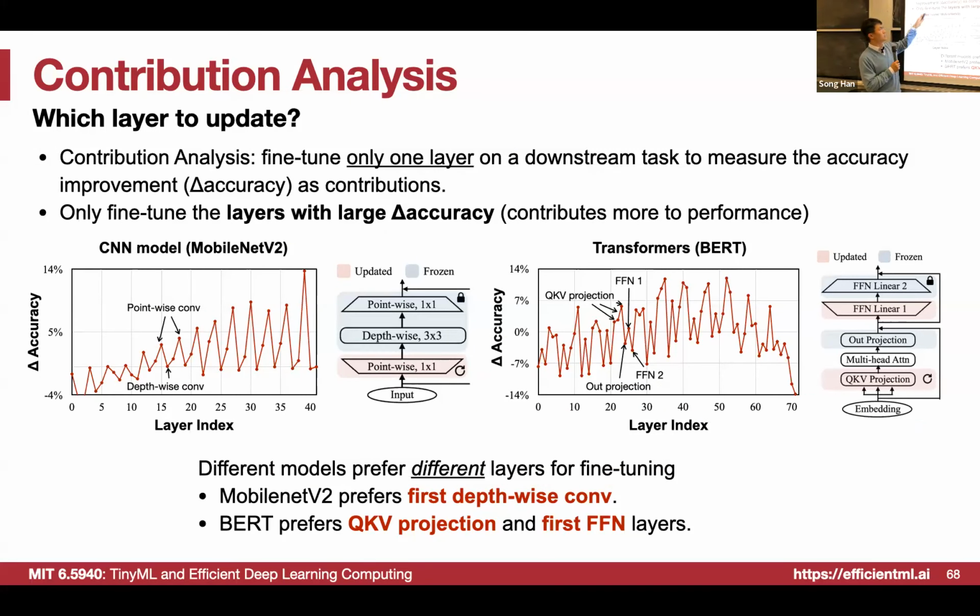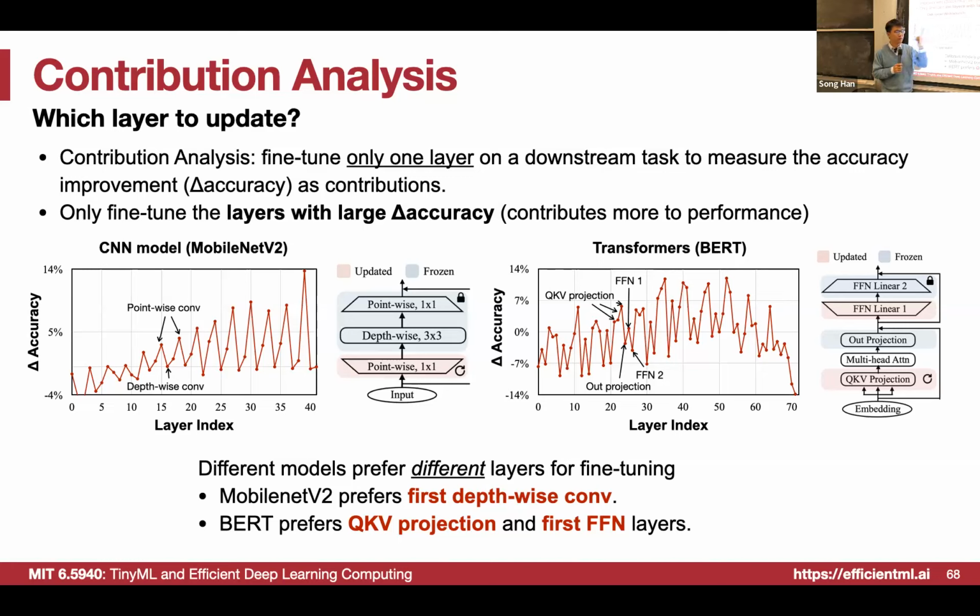So contribution analysis is basically saying which layer is contributing more for the update, and which layer is not contributing much. Contribution analysis basically says we want to fine-tune only one layer, okay, only one layer on the downstream task, and measure the accuracy improvement, the delta accuracy, as the contribution. And when we are fine-tuning, we only fine-tune the layers with a high delta accuracy, which means that layer is contributing more to the final performance.